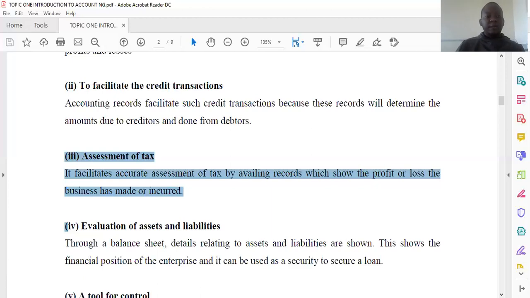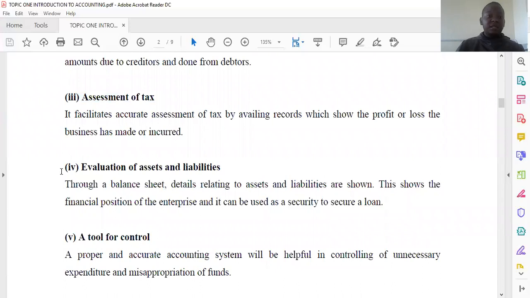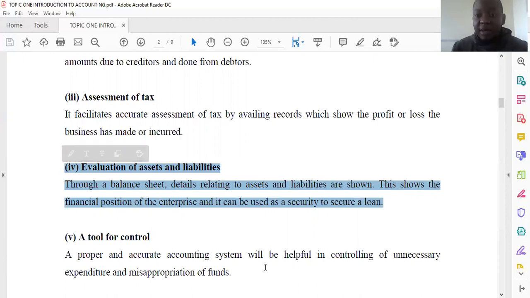And then the other function or objective of accounting is for the evaluation of assets and liabilities. So through a balance sheet, details relating to assets and liabilities are shown. So this shows the financial position of the enterprise, and it can be used as a security for a loan. So accounting serves this purpose very well. Through the balance sheet, it's able to show the assets and liabilities of the business. So you're able to tell that this business has this worth of assets, and it owes this much in liabilities, like that. So evaluation of assets and liabilities is also another objective of accounting.